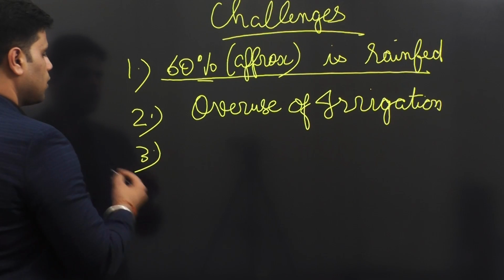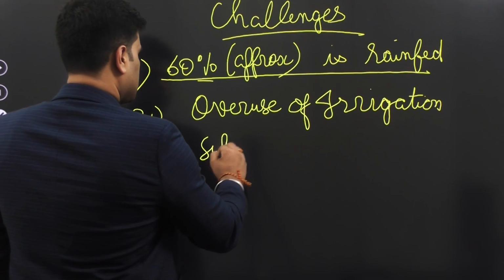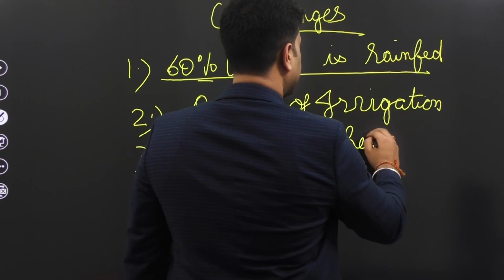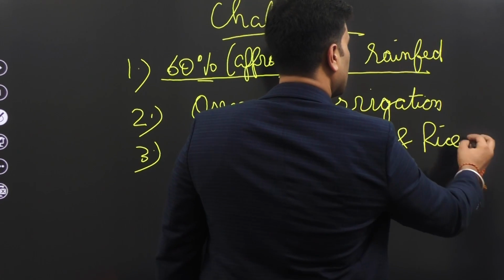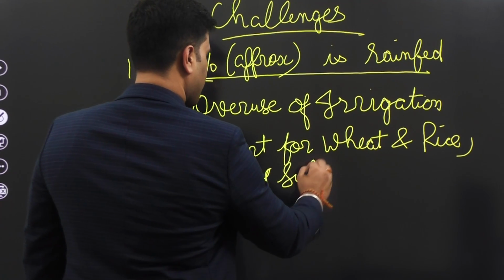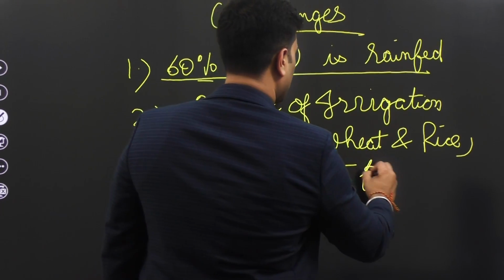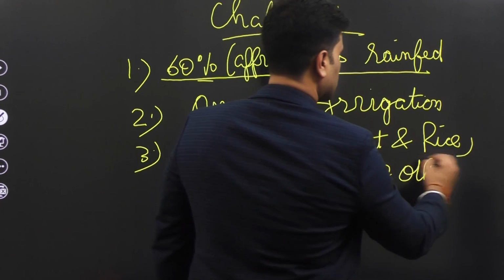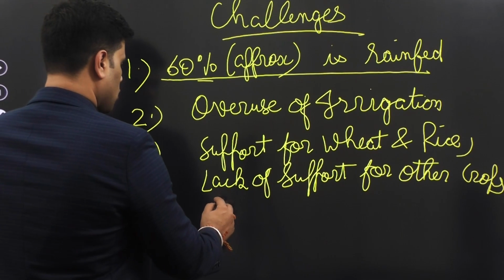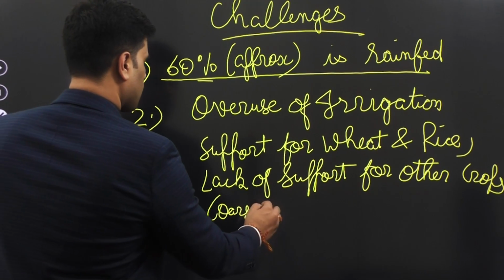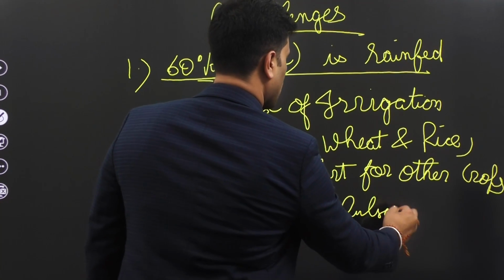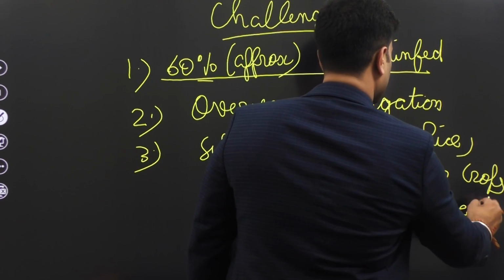Then, support for wheat and rice. There is support for wheat and rice, but lack of support for other crops. What are those crops? Well, coarse grains like jowar, bajra, ragi, pulses, oil seeds, etc.